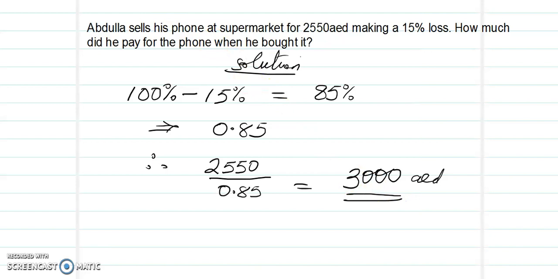So this is what he bought the phone for, 3,000, and he sold it at the price of 2,550. So it makes a loss. If you're asked to find the amount of loss it makes, that means this minus this will give you the amount of loss. So this is how we solve for the reverse percentage.